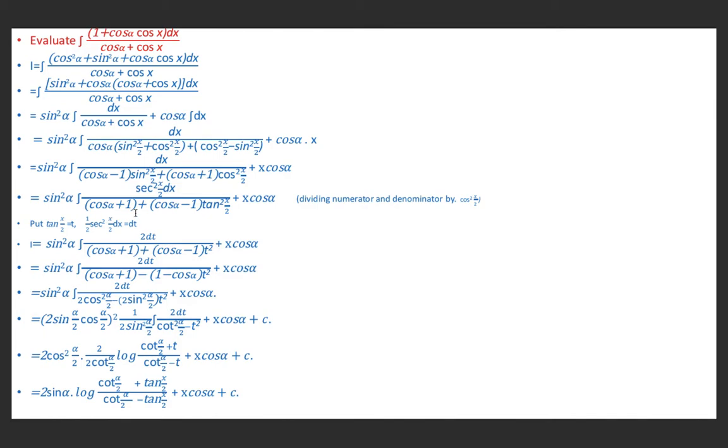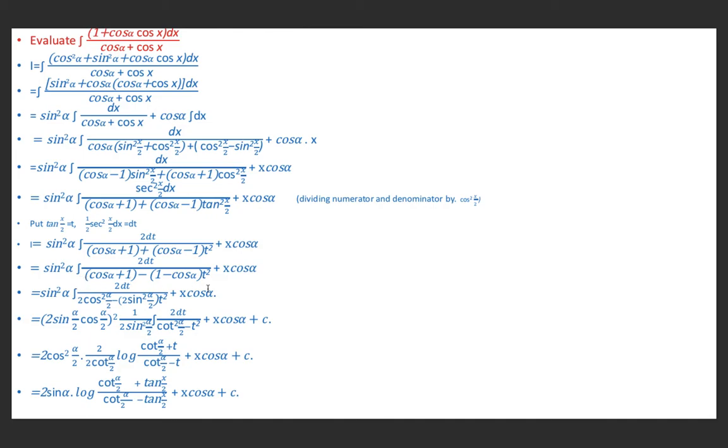So sorry, here cos alpha plus 1 plus cos alpha minus 1, and this is t square, and this is x cos alpha. So now sine square alpha 2 dt, we may also write it as 1 plus cos alpha, and if you take minus common here, 1 minus cos alpha t square, and 1 plus cos alpha we know that it is 2 cos square alpha by 2, and 1 minus cos alpha we know that it is 2 sine square alpha by 2 using trigonometric formulas.